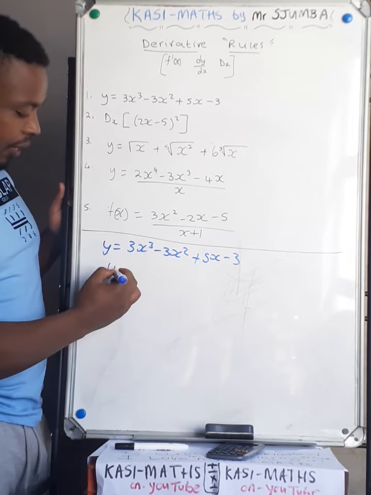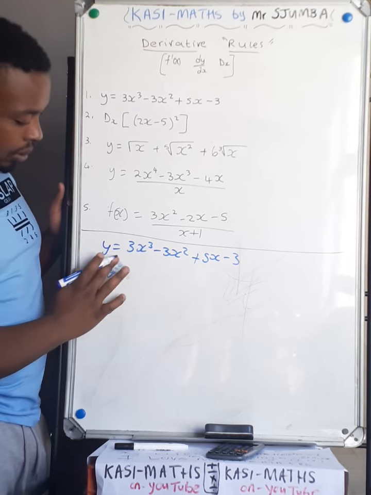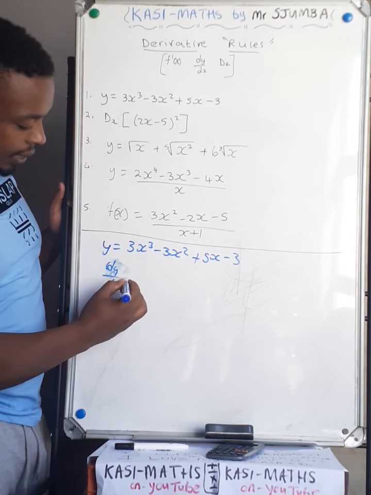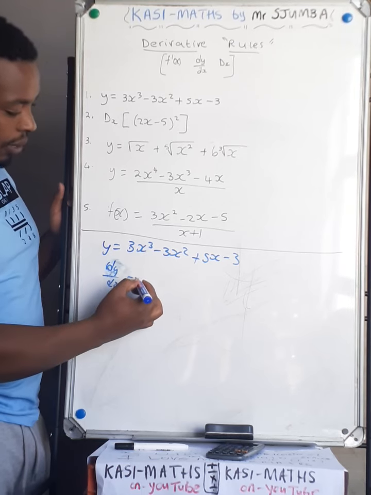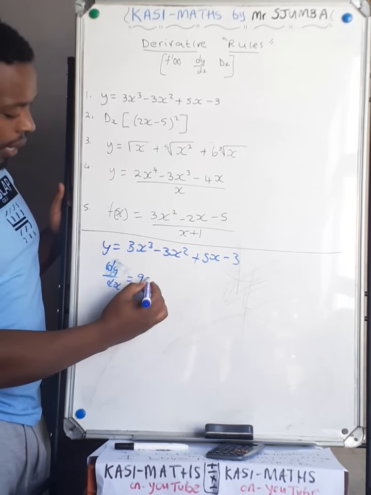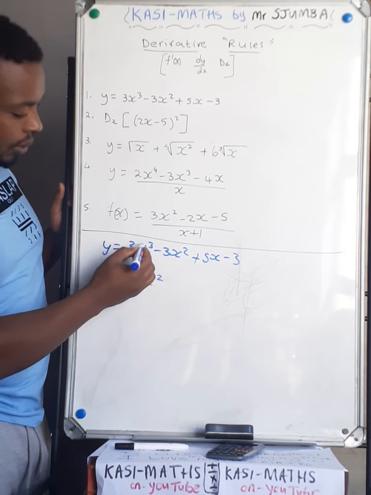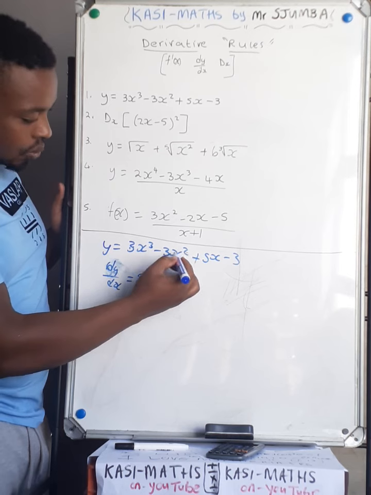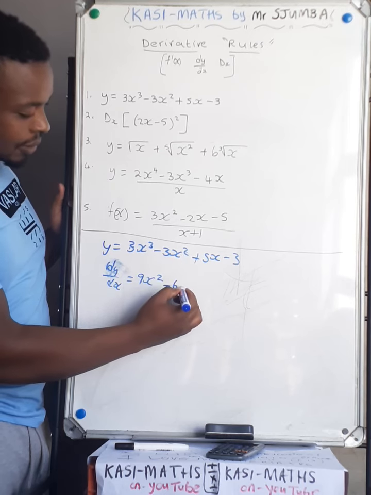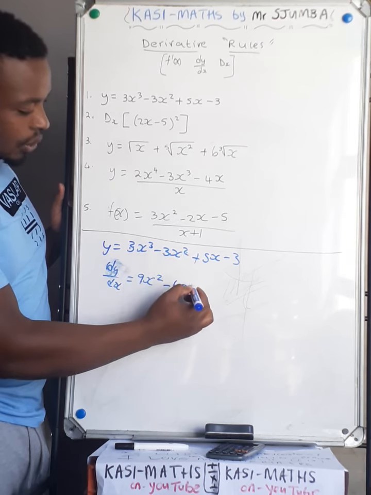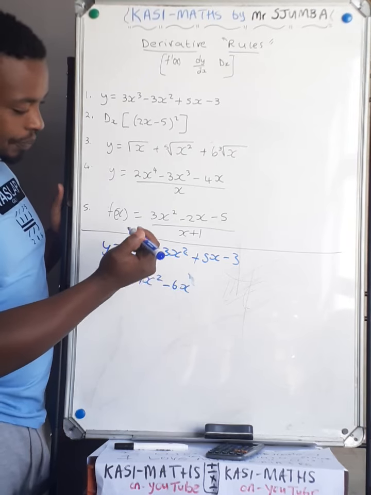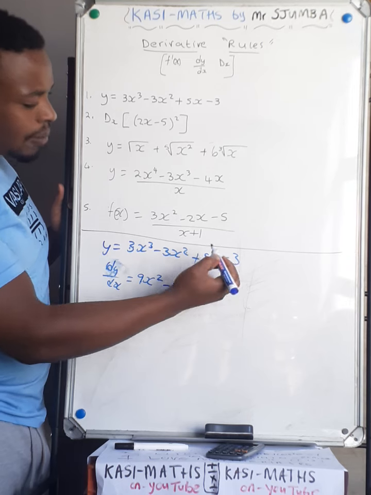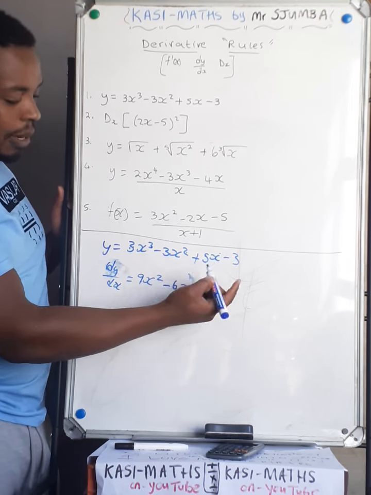So when we derive this, we're going to have dy dx, which will equal 9x squared, because 3 times 3 is 9, 3 minus 1 is 2. Then 2 times 3 times negative 3 is 6, then 2 minus 1 is 1. Then 1 times 5 is 5, 1 minus 1 is 0, and x raised to 0 is 1.